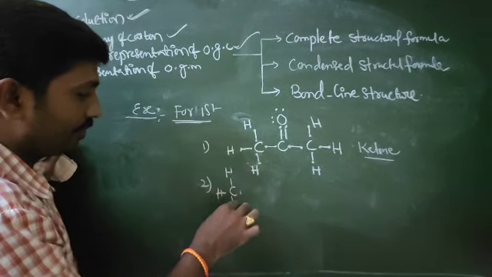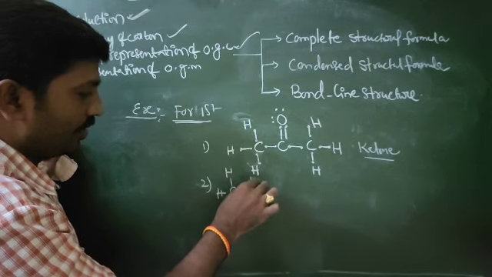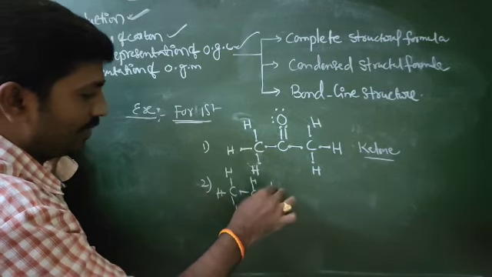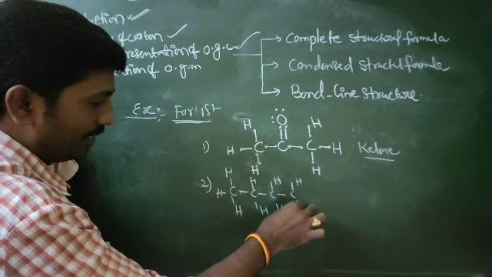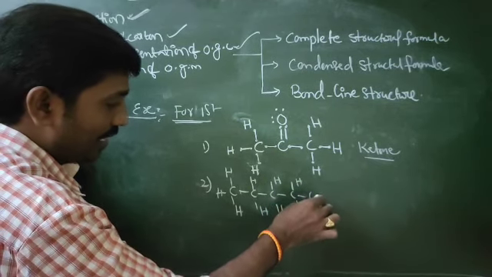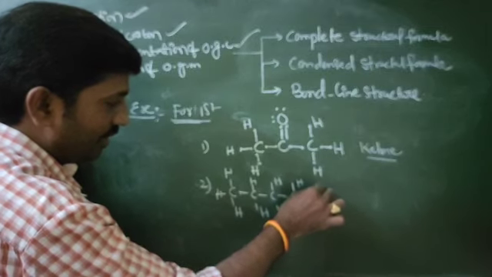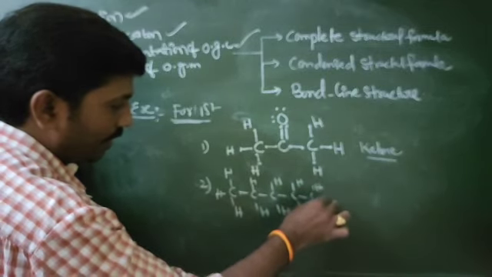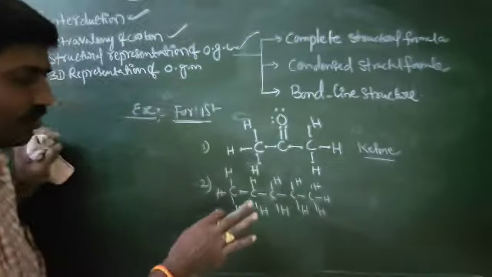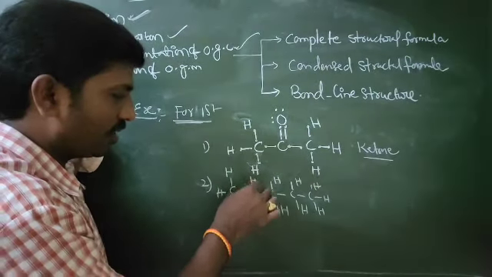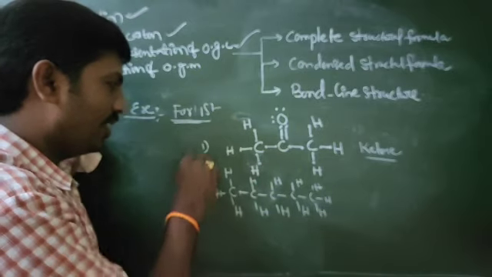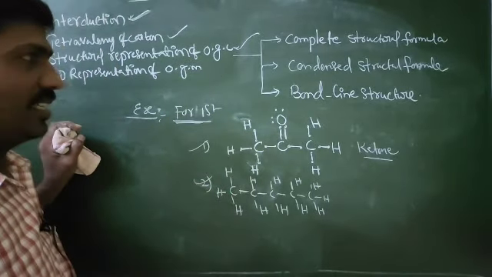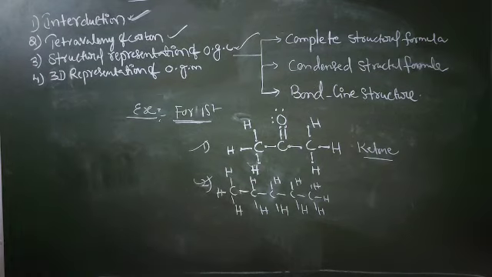If we take one more example: CH3, CH2, CH2, CH2, CH3. Like this is there. So this is also a complete structure. How many bonds, how many atoms is there, all together is there. So only these 2 are complete structures. Now, what does condensed structure mean, sir?